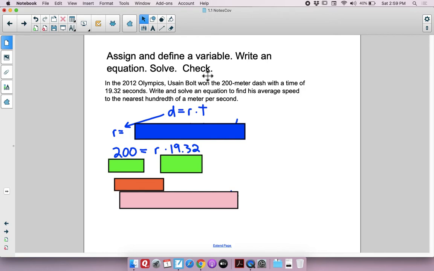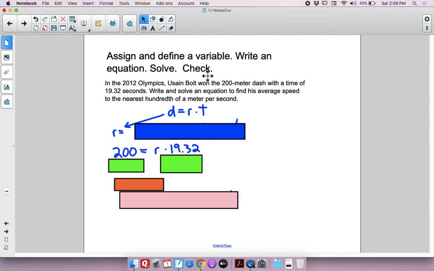Okay, well, I see it's a word problem. Hello, Mr. and Ms. Word Problem. I'm going to solve you now. In the 2012 Olympics, Usain Bolt won the 200-meter dash with a time of 19.32 seconds. Write and solve an equation to find his average speed to the nearest hundredth of a meter per second.